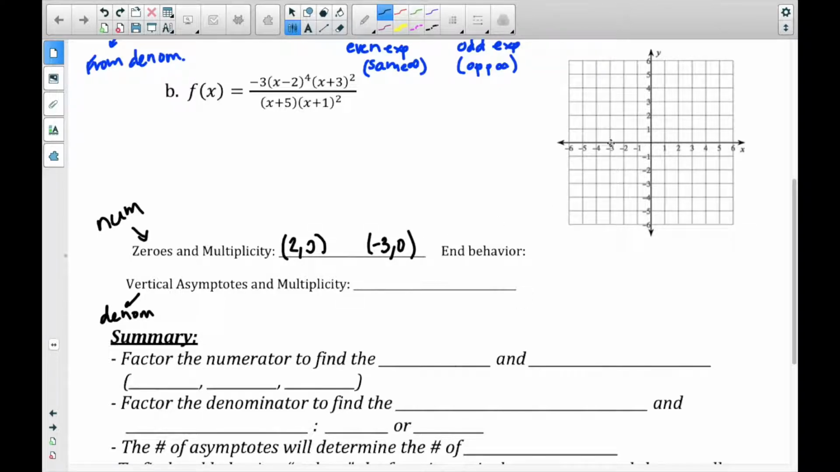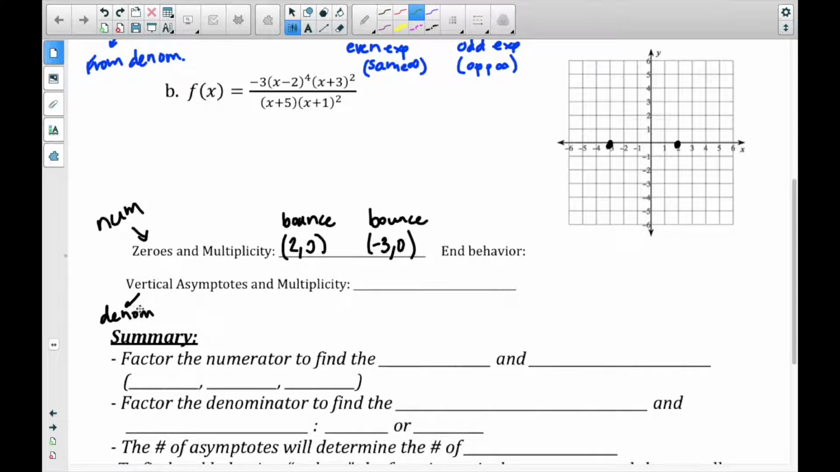I'm going to plot those points since I've got them. I need to think about multiplicity. At 2, it's a fourth power. We haven't really done very many fourth powers, but it is a bounce. Any even number is a bounce. Negative 3 is also a bounce.